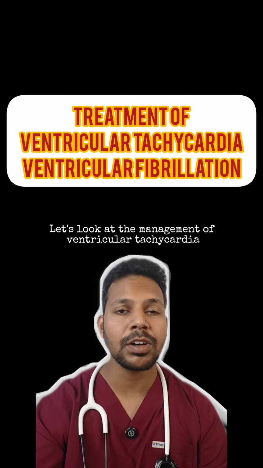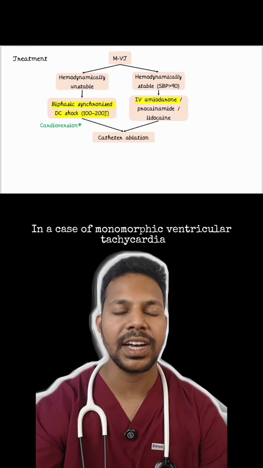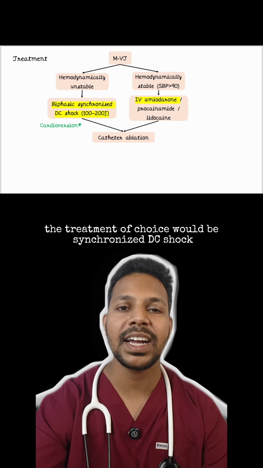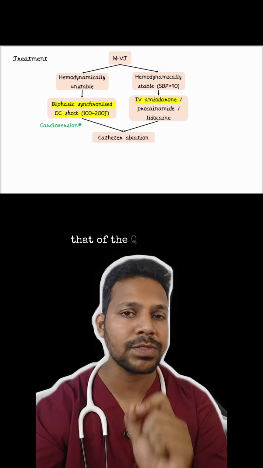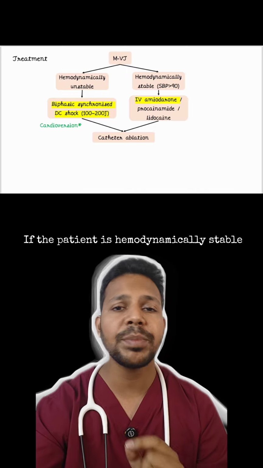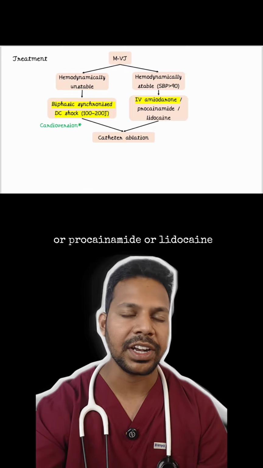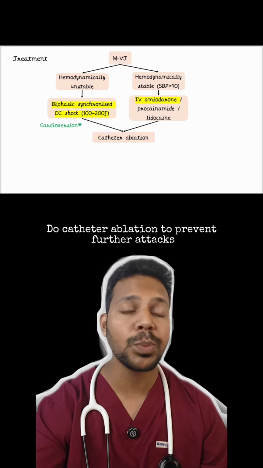Let's look at the management of ventricular tachycardia and ventricular fibrillation. In a case of monomorphic ventricular tachycardia, if the patient is hemodynamically unstable, the treatment of choice would be synchronized DC shock. Synchronized here because you are timing the shock specifically to that of the QRS complex, and this is called cardioversion. If the patient is hemodynamically stable, you can give intravenous amiodarone or procainamide or lidocaine, followed by the rhythm brought back to normal or sinus rhythm. Do catheter ablation to prevent further attacks.